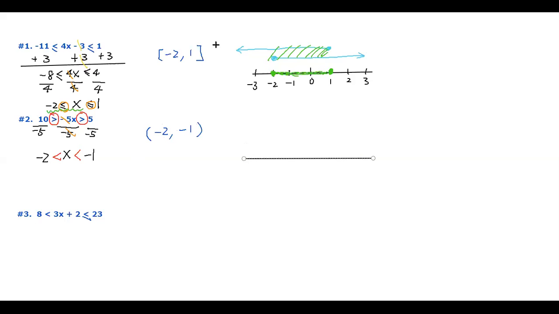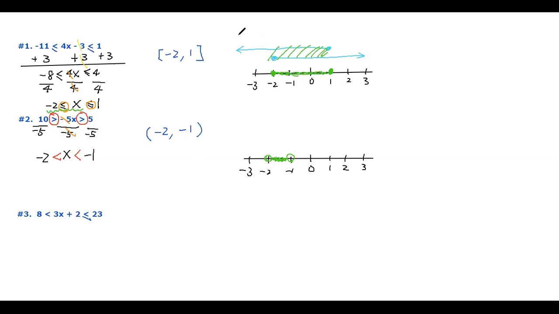Okay, so now I'm graphing it. This is 0, 1, 2, 3, -1, -2, -3. It's telling me it's between -2 and -1. So it's here and here, both are open circles, and it's in between, so it's here.